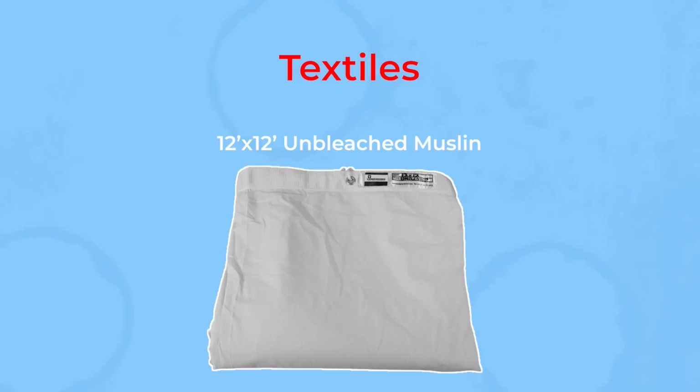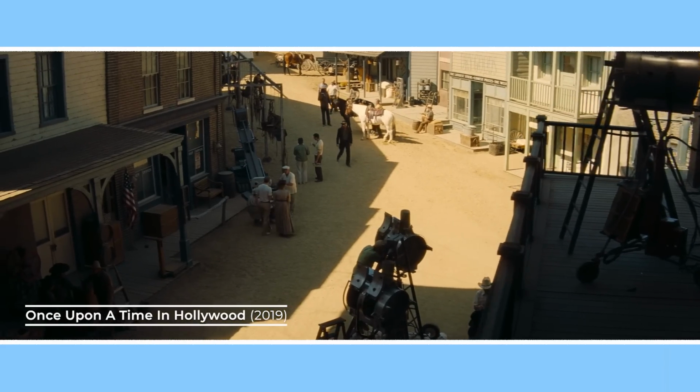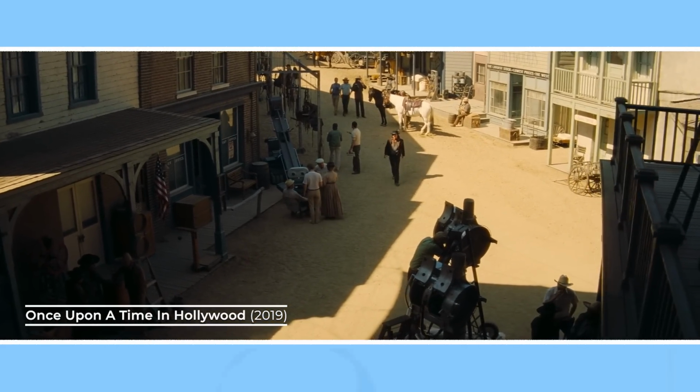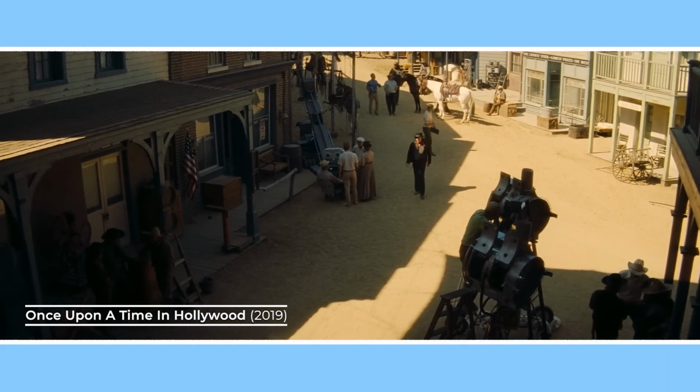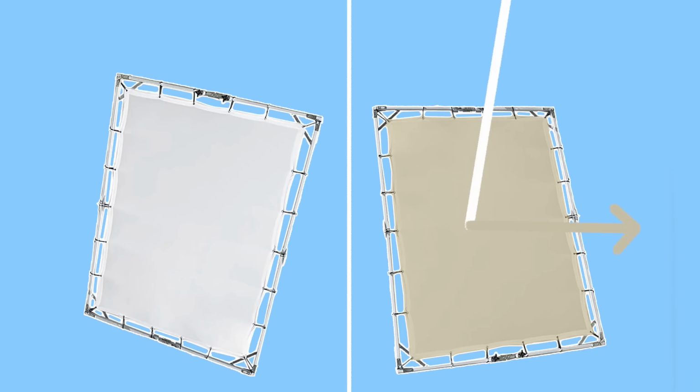Next we have muslin, which comes in bleached or unbleached varieties. They are thicker than silk, so decrease the amount of light significantly more when it shines through. However, their secondary purpose is as a surface to bounce light off of, adding light and softening its intensity. Unbleached muslin gives a warmer color temperature, while bleached muslin is more neutral.